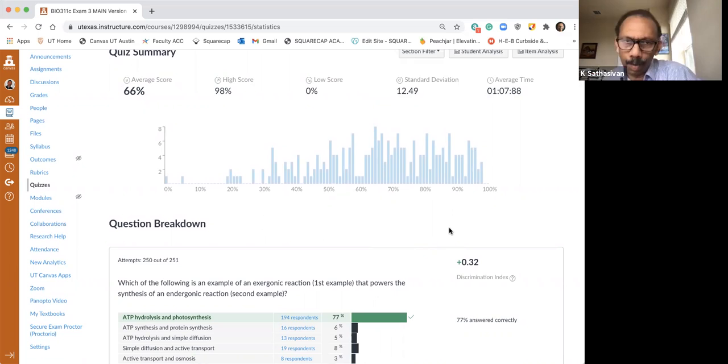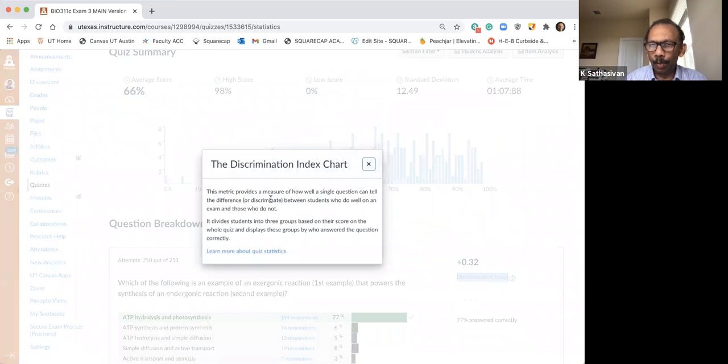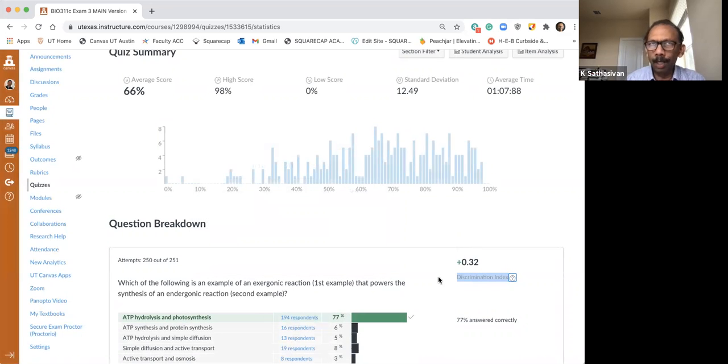I have mentioned this before. Something I look at is the discrimination index. This provides a metric of how well a single question can tell the difference between students who do well and those who don't. That's the main idea. Anything less than 0.25 is not a good question. Then I reconsider it and improve it in the next exam, or if there are any additional points to be given, I consider that.